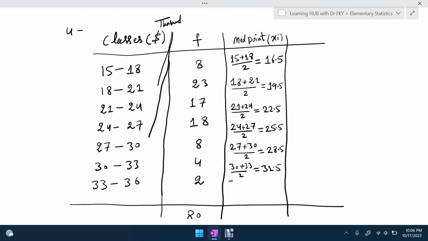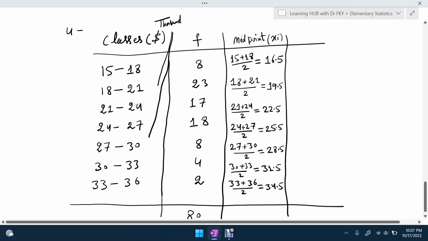And this will give you (33 + 36) divided by 2, which is 34.5. So these are the values xi, meaning x1, x2, x3, x4, x5, x6, x7. These are the midpoints.